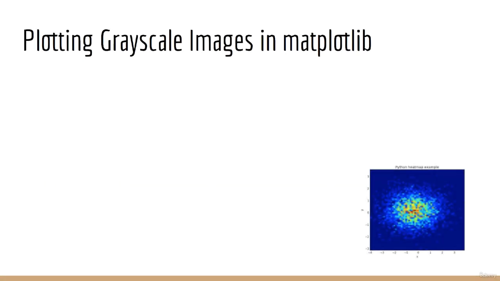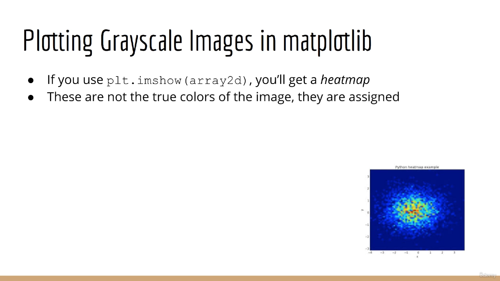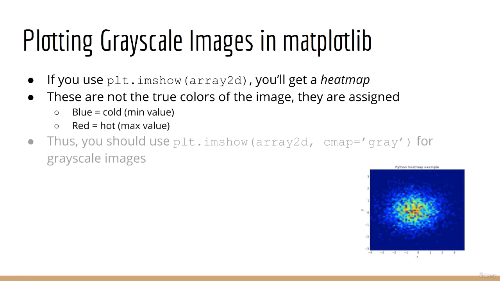In matplotlib, if you try to use the imshow function to plot a grayscale image, it will end up assigning its own color scheme. But note that this is not the true color of the image. This is just a heat map, where we assign one color, such as red, to the high values, and then another color, such as blue, to the low values. So that's why you have to pass in cmap equals gray when you want to show a grayscale image.